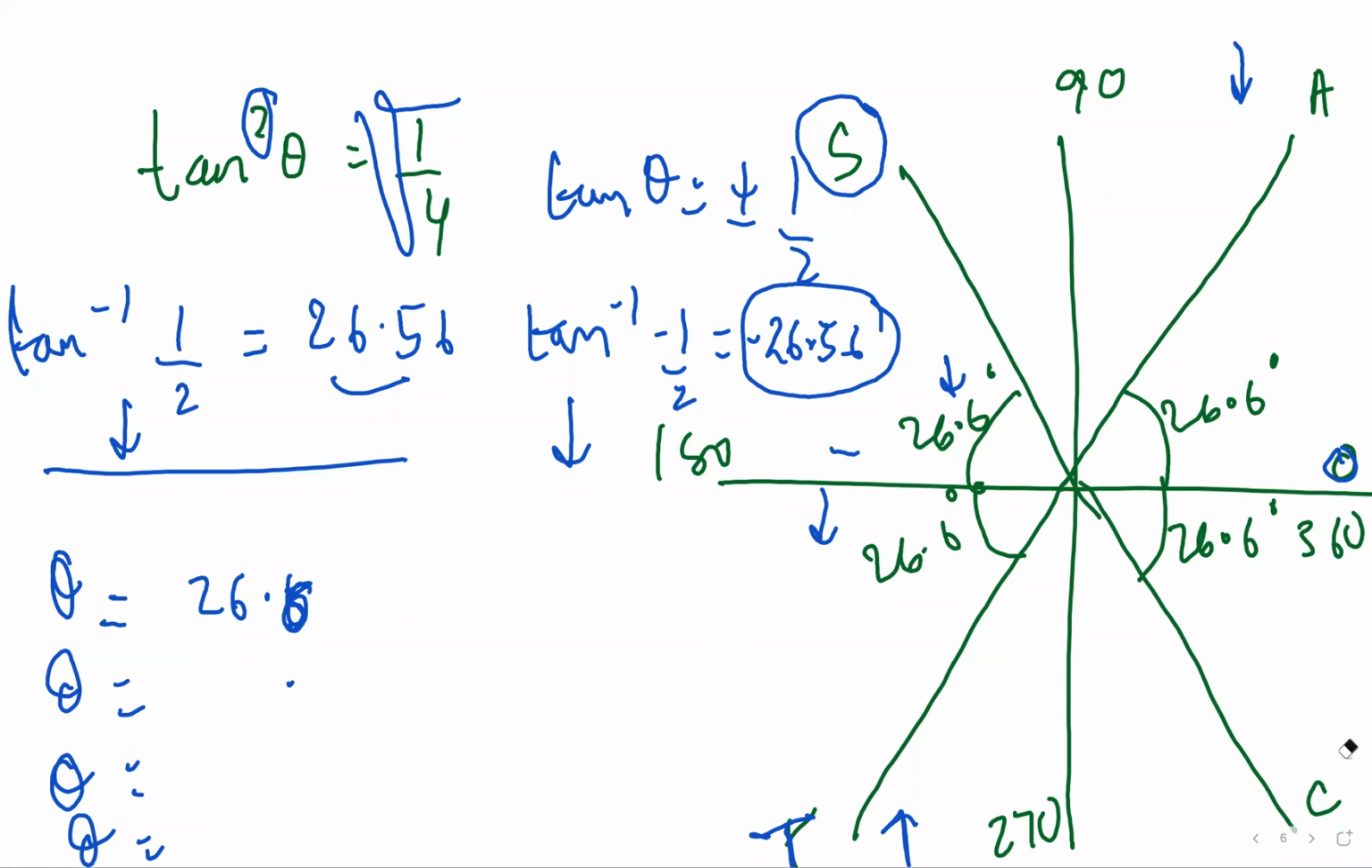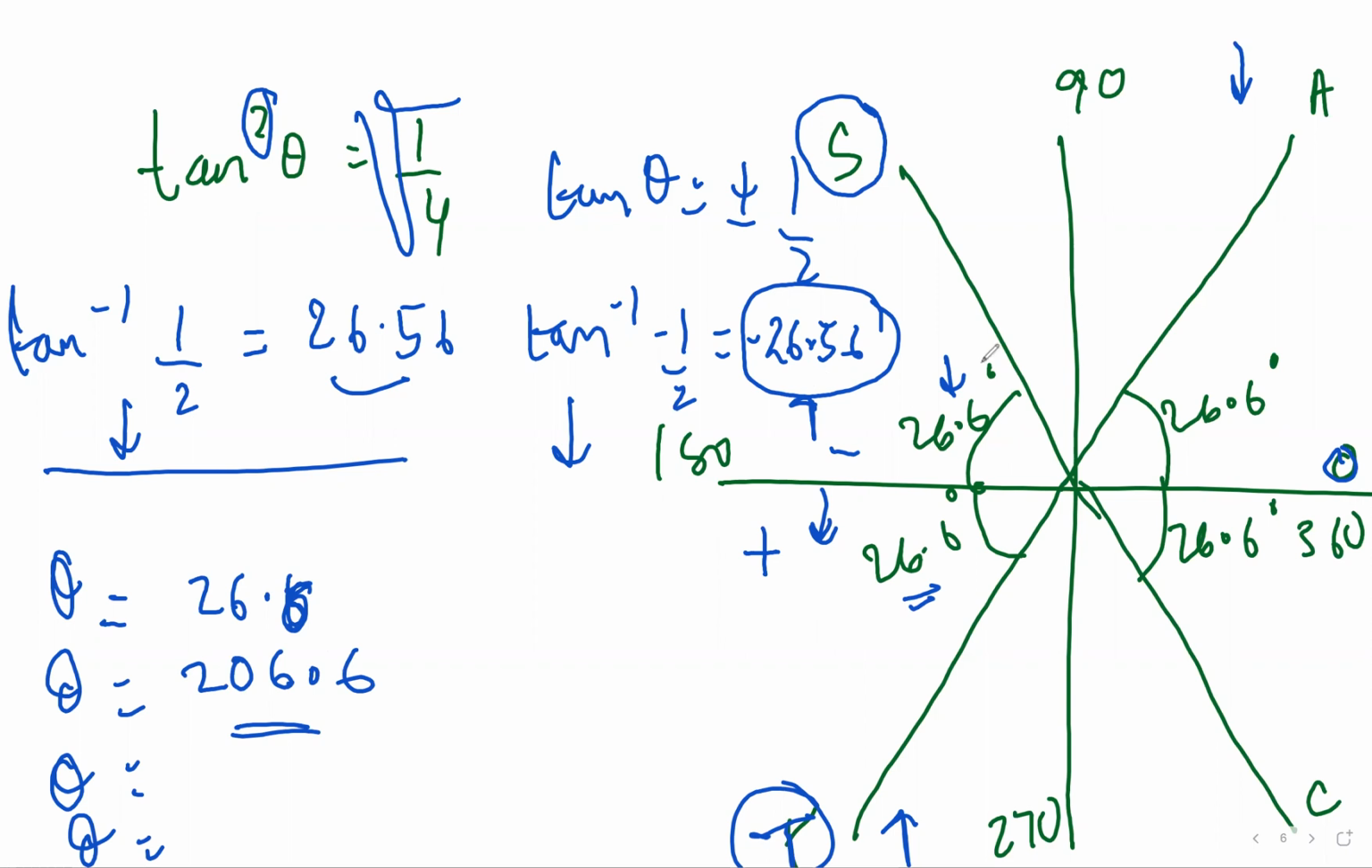This is wrong. See here, it is like this. This part, where tan is positive, here 26.6 is coming after 180. So it will be 180 plus 26.6. So 180 plus 26.6 is what? 206.6.